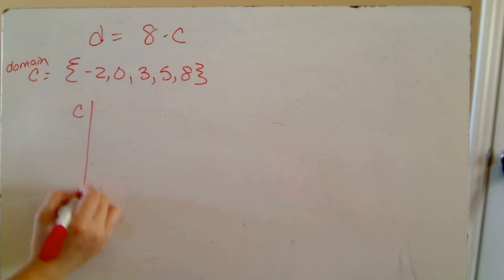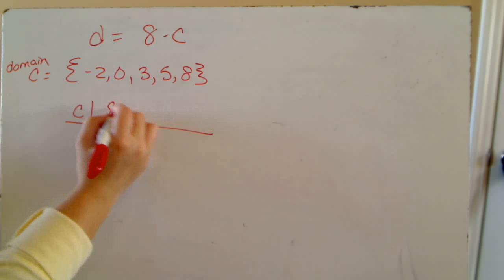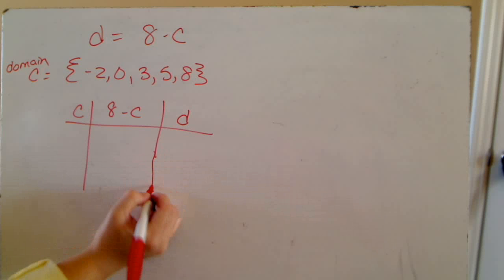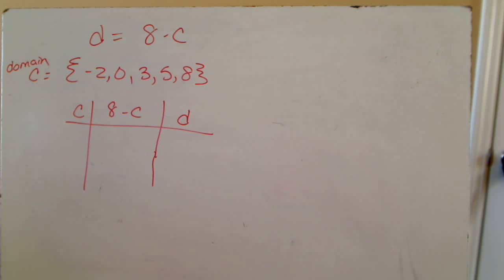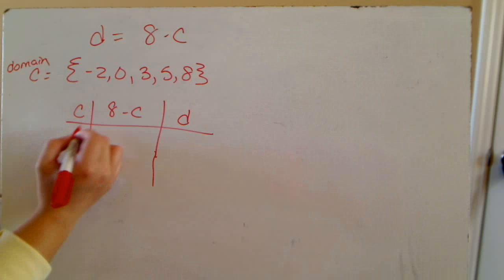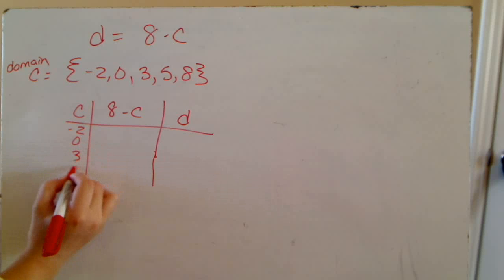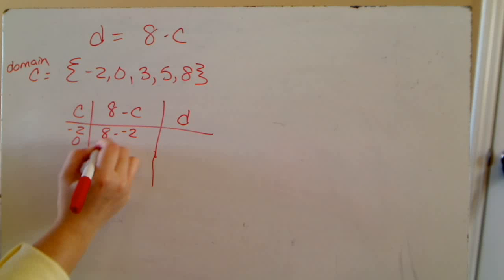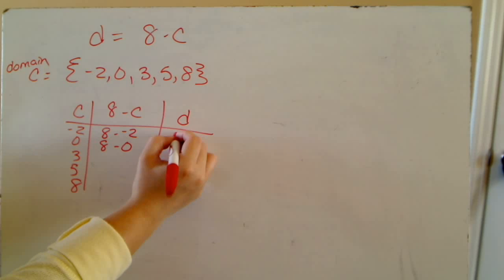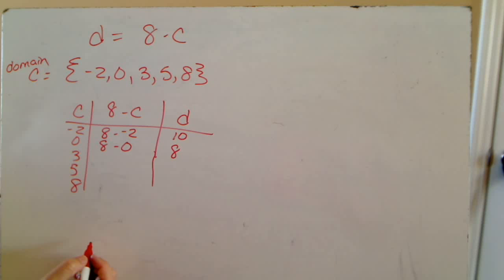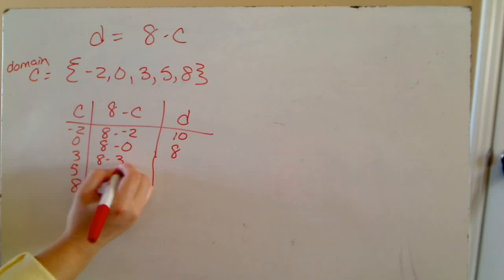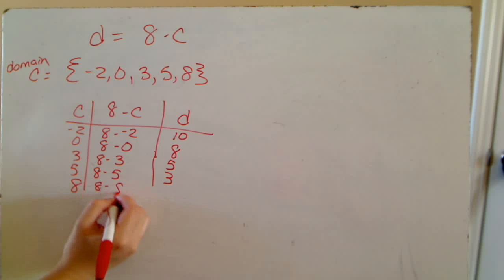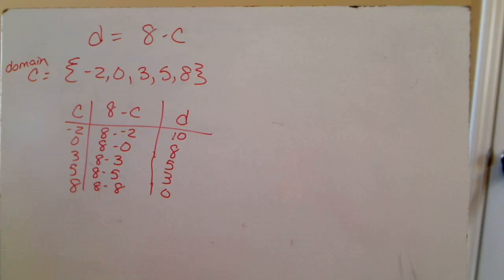Here are my values of C. I have my equation, 8 minus C. And this time I want to get an answer for D. I don't have one already like I did before, so I should come up with some type of number as my answer. So you're going to plug in all of these values, negative 2, 0, 3, 5, and 8, into the equation. 8 minus negative 2, let's see, that's 10. 8 minus 0 is 8. 8 minus 3 is 5. 8 minus 5 is 3. And 8 minus 8 is 0.